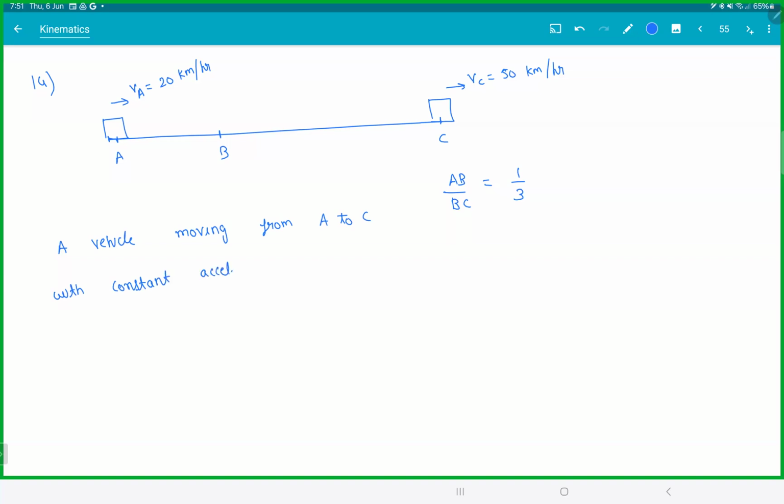So we know it is going with constant acceleration. How much is not given, right? And the distance ratio is given. So the question is, if you start at A with 20 kilometers per hour, and you reach C with 50 kilometers per hour, then when you're at B, what is the speed? Get it? Easy one. Just give it a try, get some water and come.